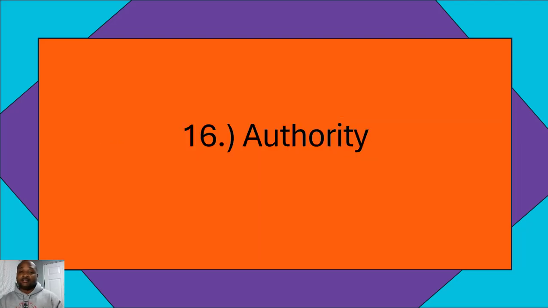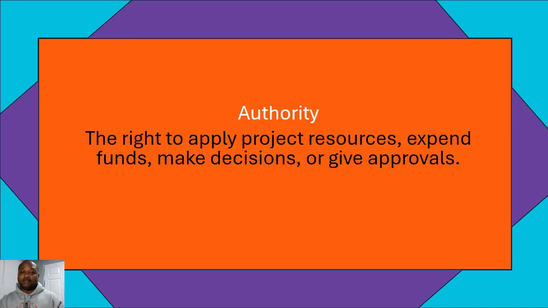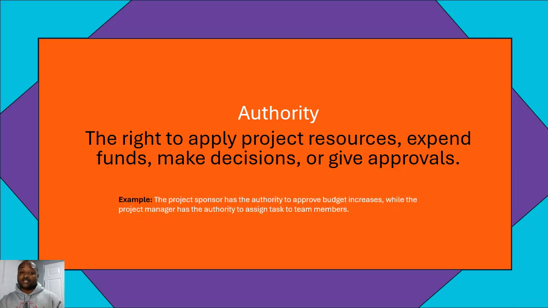Number 16, authority. Authority is the right to apply project resources, expend funds, make decisions, or give approvals. And this is typically the project sponsor. So, for an example, the project sponsor has the authority to approve budget increases, while the project manager has the authority to assign tasks to team members. And this distinction is extremely important, guys.